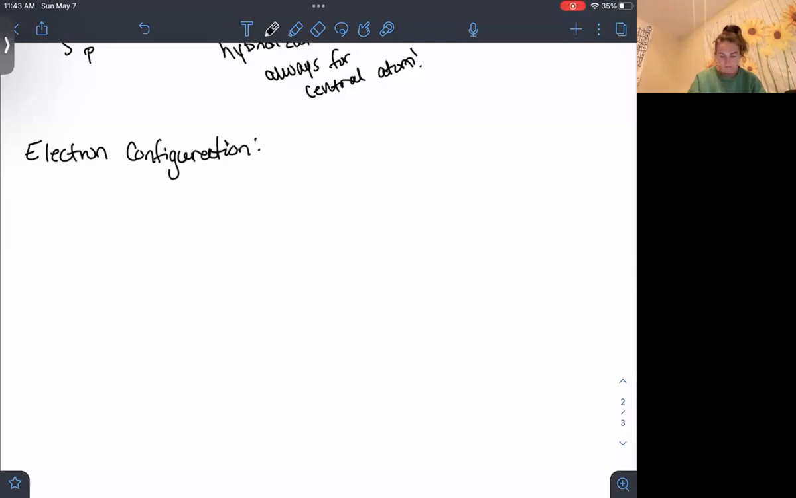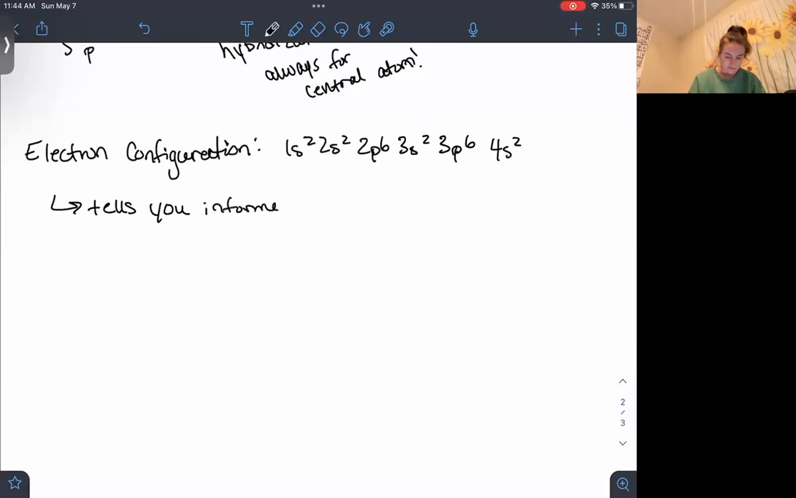This is when you do 1s2, 2s2, 2p6, 3s2, 3p6, 4s2, and stuff like that. The electron configuration tells you information about the electrons of the atom.